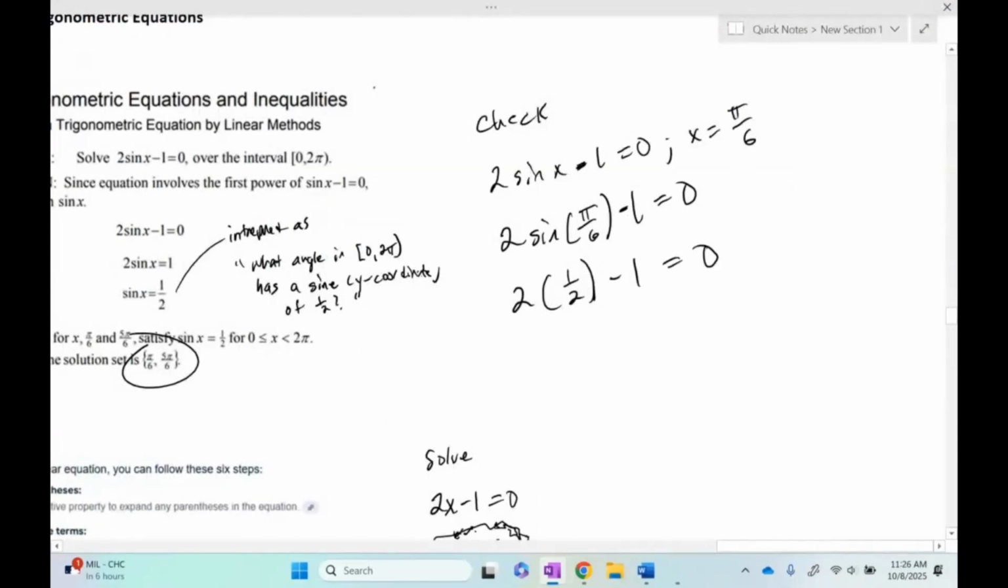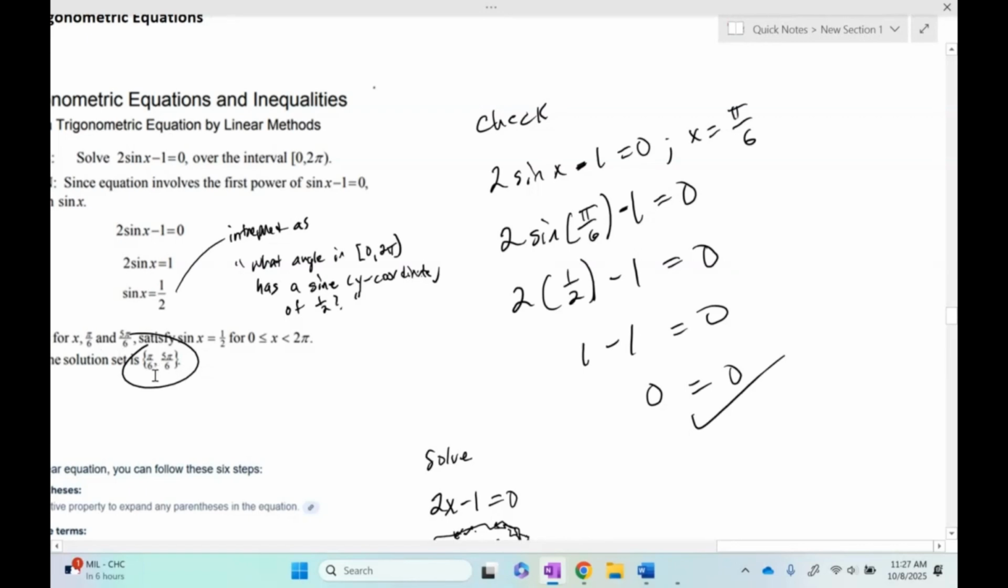All right. So now I follow the order of operations. Please Excuse My Dear Aunt Sally. The first thing I'm going to do is multiply. 2 times 1/2 is 1. 1 minus 1 is 0, and both sides are equal. All right, so pi over 6 is a solution.